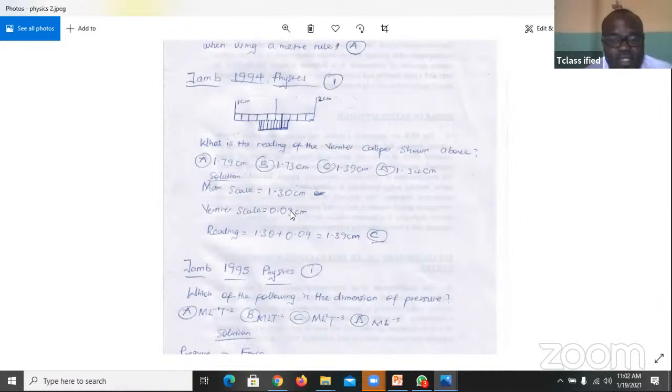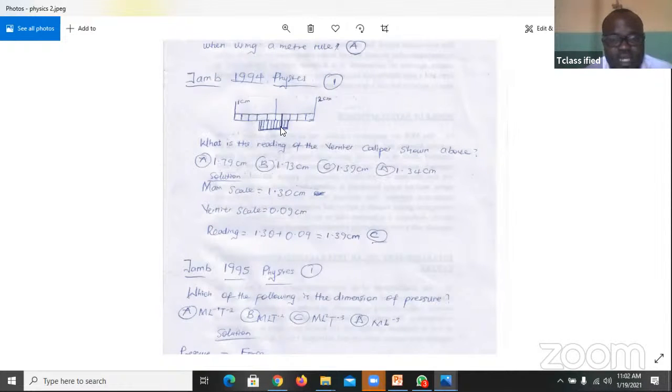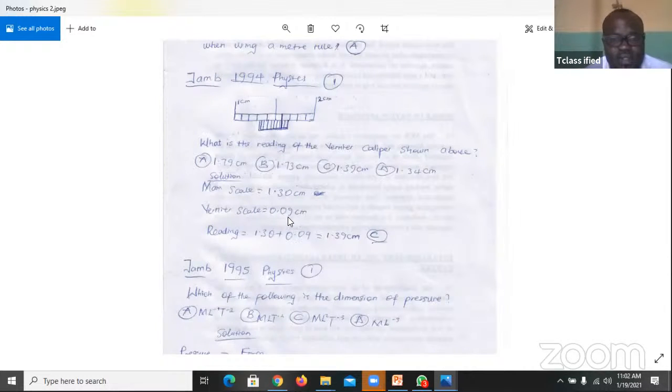That's 0.1 centimeter, not 1 centimeter, 0.1 cm. Okay. Thank you, sir, for the total. You understand? Yeah. So from here you count. Then once you get to where it coincides, that's when you stop, so that you can take out this reading.